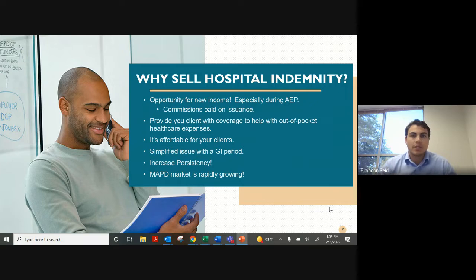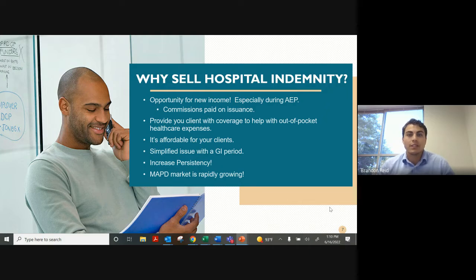So why sell hospital indemnity for us as agents? Well, because it's a great opportunity for more income. It'll add to your bottom line maybe another $20,000, $30,000 a year in income. What you'll see as brokers out there, this policy pays on issuance. So rather than you waiting till January, early to mid-January, like you do for your Medicare Advantage commissions during AEP, these policies are paying on issuance.